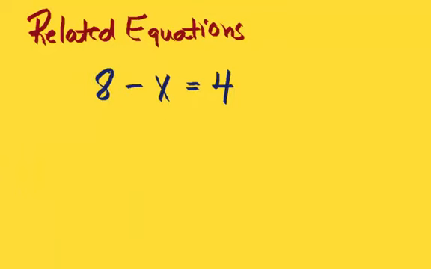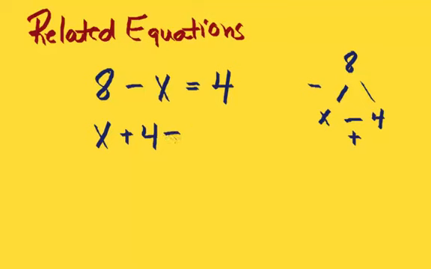Okay, here we have another equation, and we have to write the related equation for this group of numbers. Let's use the same triangle method and see what related equations we can come up with. We have 8 minus x gives us 4. So therefore, x plus 4 must give us 8. So x plus 4 gives us 8. And x minus 4 gives us x.